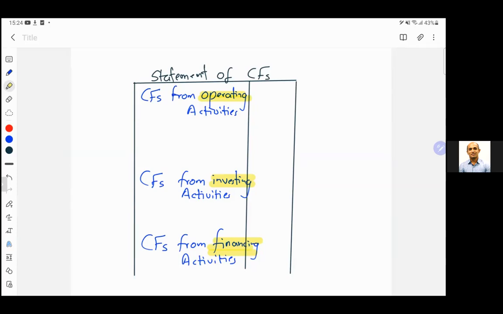So if you want to find out what are the cash inflows and outflows relating to companies' investing activities, you can find from the cash flow statement. If you need to find out what cash inflows and outflows are relating to operating activities, you can see from the statement of cash flows.